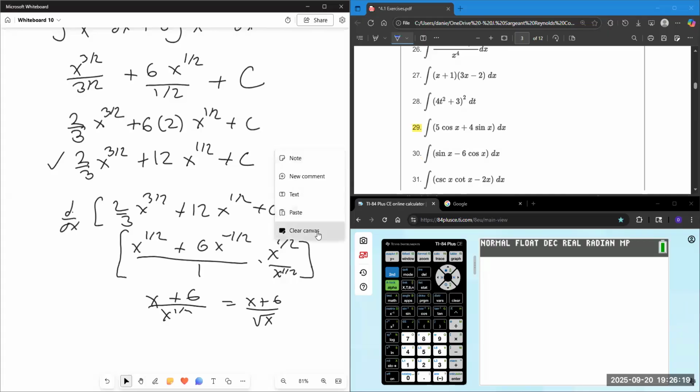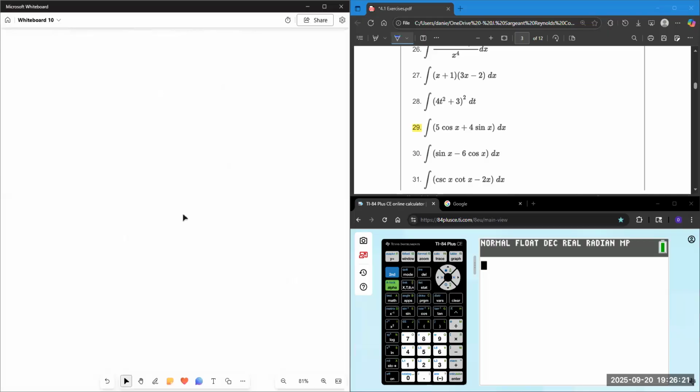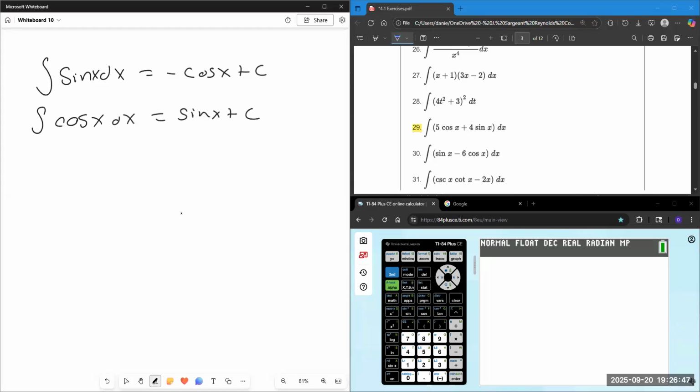All right, time to start looking at some integrals of trig functions. The integral of sine is a negative cosine, because the derivative of cosine is negative sine. So negative, negative sine is a positive sine. The integral of cosine is sine plus c.